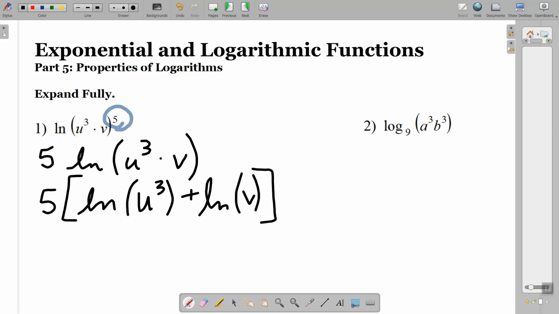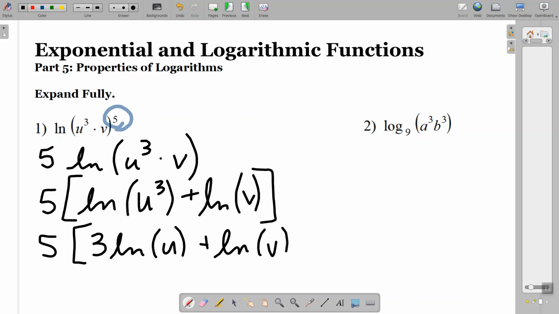All right, do I have enough logarithms now? Well, I have enough logarithms. However, there is one more thing I could expand, and that is that the natural log of u to the third contains a power. Okay, so that u to the third power can come to the front of its logarithm. So I'll have 5 times 3 times the natural log of u plus the natural log of v.